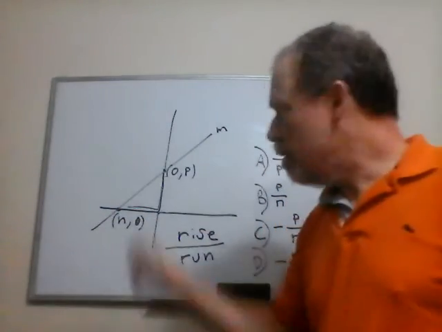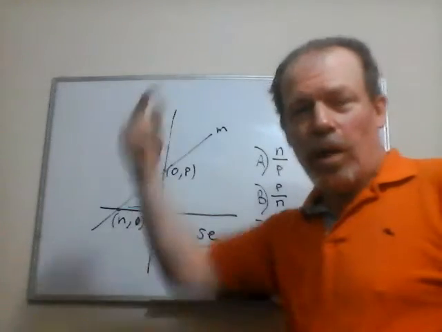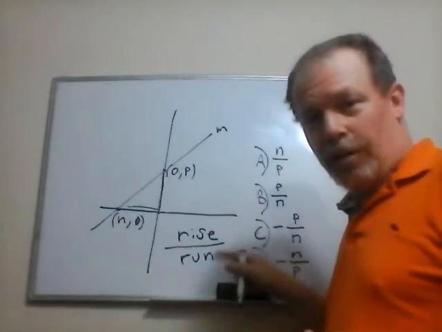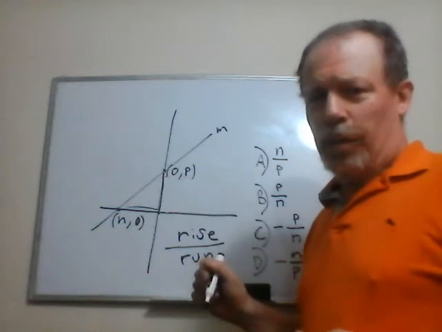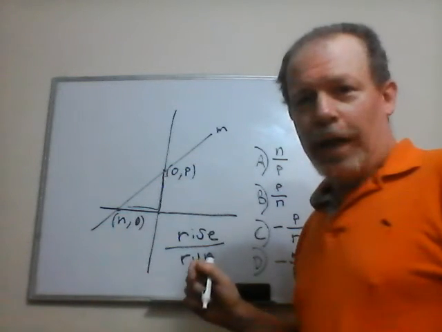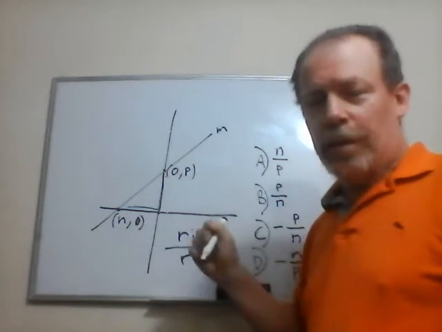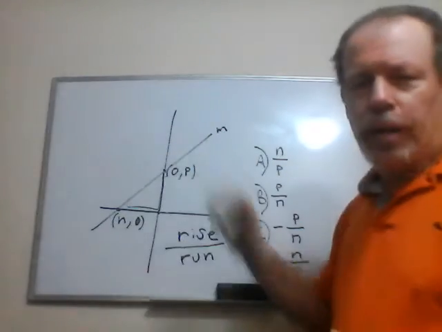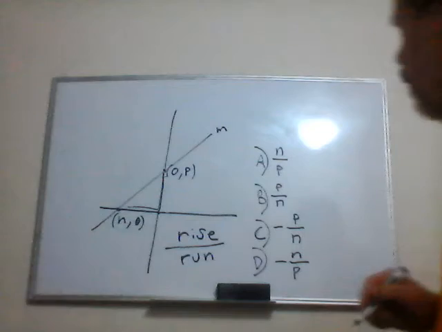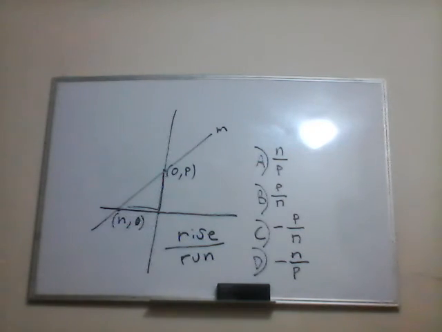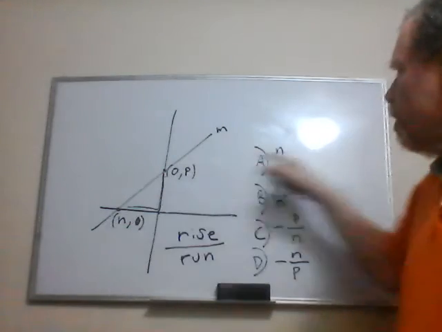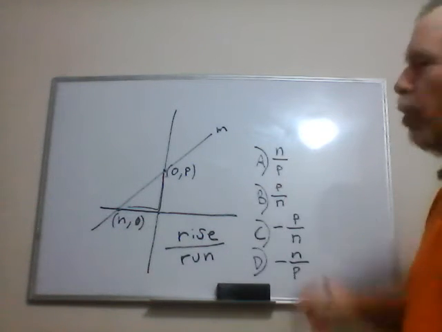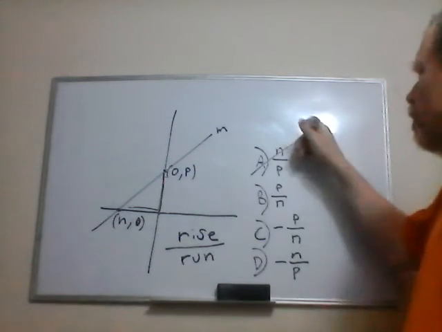To get a positive slope, you either need a positive number on top of a positive number, or you need a negative number on top of a negative number. If you have a negative on top of a positive, or a positive on top of a negative, you're going to have a negative slope. And that's not going to match this line. So let's look at the possible answers here. N over P, regardless of the positive or the negative, shows run of some kind over rise of some kind. So that's absolutely wrong.